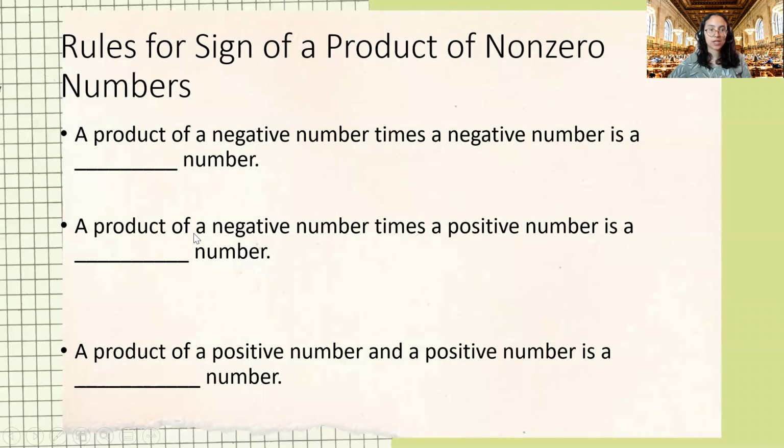Today we're going to discuss the multiplication of real numbers. First we're going to start off by discussing the rules of the sign of the product for non-zero numbers. That's when we multiply two numbers that are not zero, and we want to know what the sign of our answer is going to be.